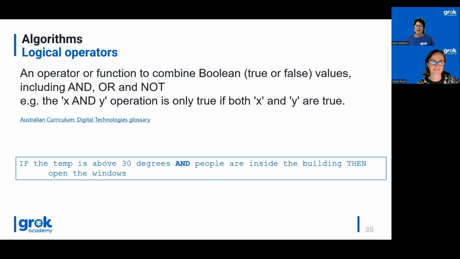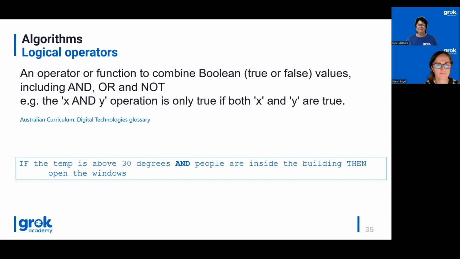I love talking about logical operators, Farley, so I'll get stuck into this. So what is a logical operator? So basically logic, it's a whole area of computer science, and we're just looking at a small part of that. And an operator or function to combine Boolean true or false values, including and, or, and not. It's actually not that complicated, but it does sound complicated there.